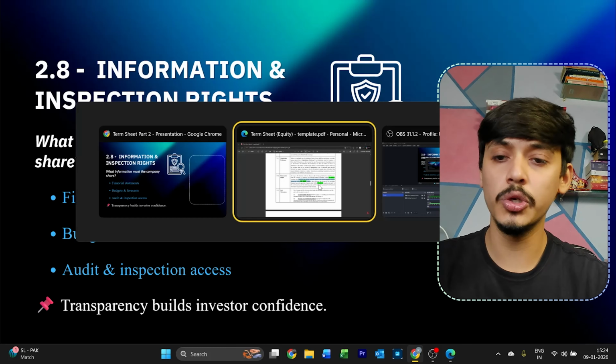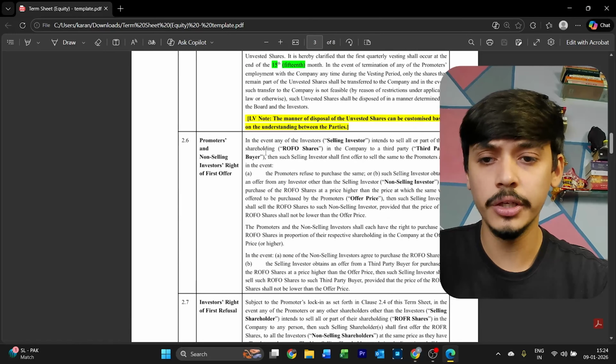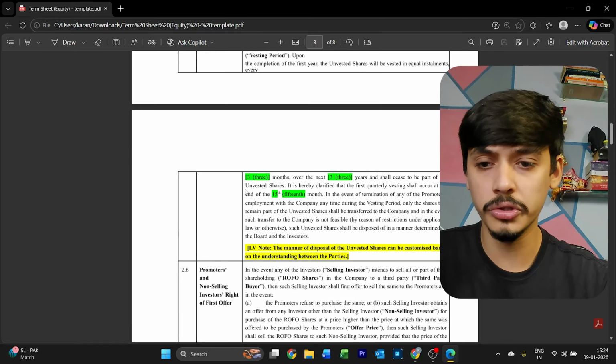So that way section number 2 of the term sheet gets completed. Here we have covered the majority of the clauses via the presentation.